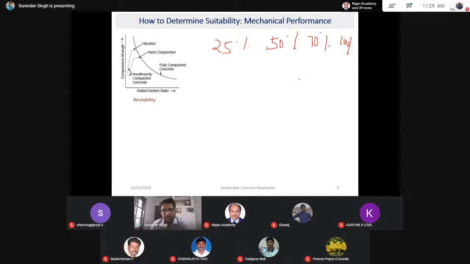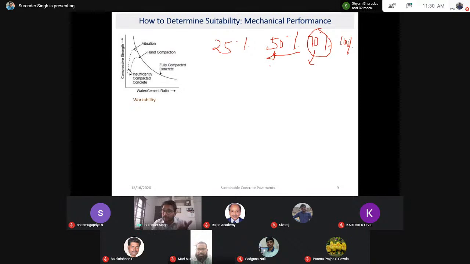Let's say if 70% is giving me all the properties as specified by the Indian Roads Congress, then definitely you can go and recycle 70%. Sometimes you get one property at 70%, but the other property you are not getting. In that case, you have to reduce the consumption of recycled aggregate because we cannot take the risk. So what are the various properties?